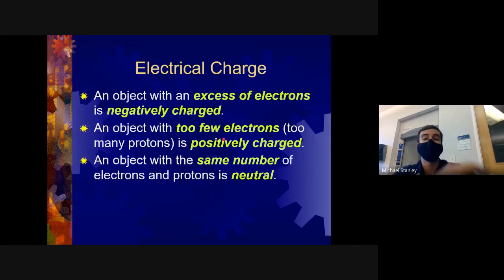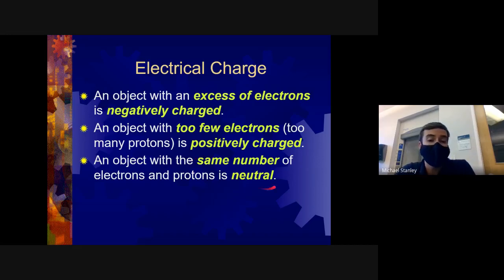So if we have lots of protons and very few electrons, we end up with a positive charge. And then finally, if our protons and electrons are balanced, if there's the same number of electrons and protons, then we call that a neutral atom, or the charge is neutral, meaning it doesn't have any excess negative or positive charge.